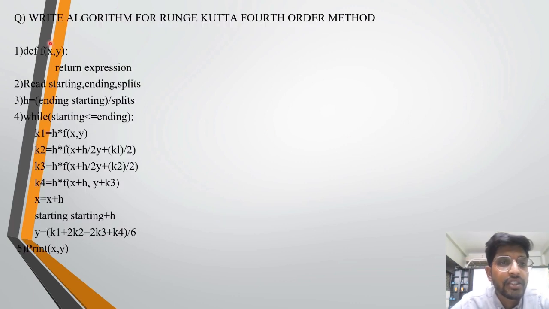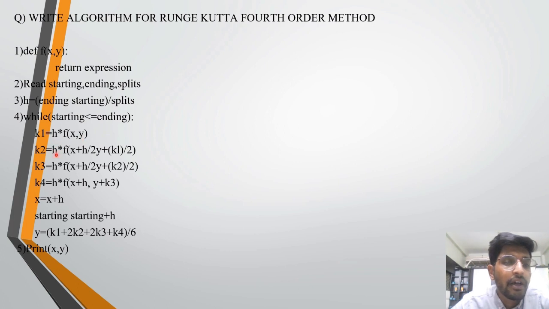Now the next question says to write the algorithm for the Runge-Kutta 4th order method. In the Runge-Kutta method, we first define the function f(x, y) and then return the expression. And then we read the starting point, ending point, and the splits. h is equal to (ending minus starting point) divided by the splits. Then we use a while loop. If the starting point is less than or equal to the ending point, then we calculate the values of k1, k2, k3, and k4. k1 is equal to h times f(x, y).